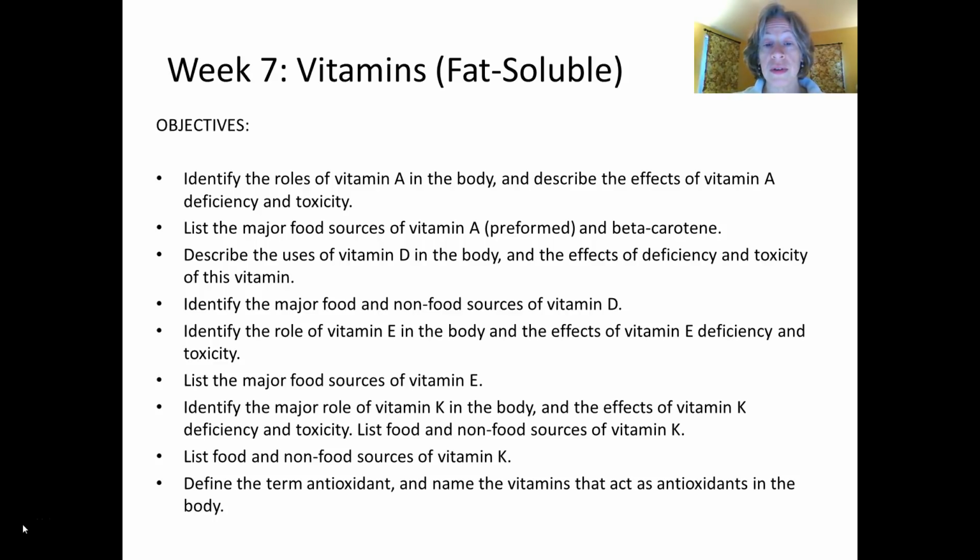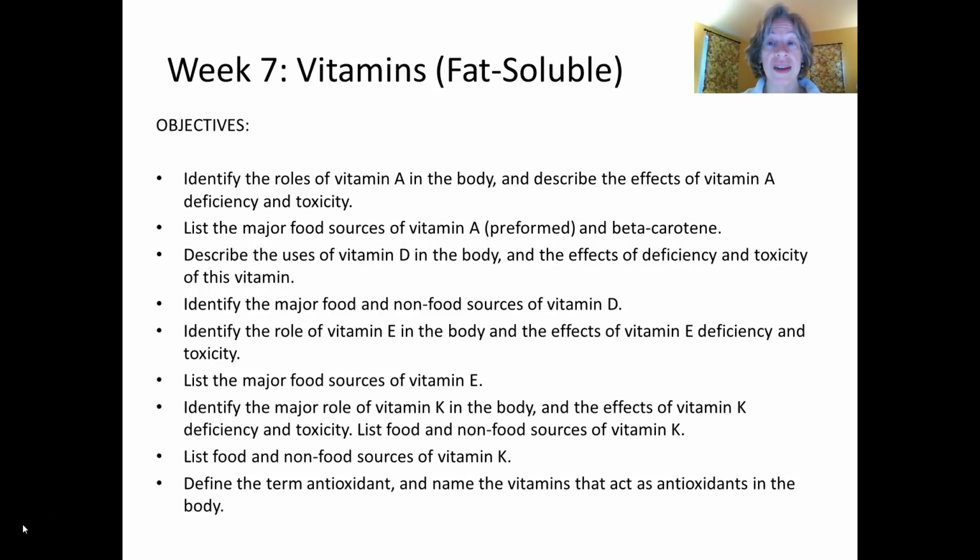Major food sources and non-food sources of vitamin D. Remember, vitamin D you don't really find in a whole lot of food sources. You find it in fortified dairy foods and fatty fish like salmon. You can find a little bit in eggs, but that's about it. And if your dairy products, like yogurts, are not made with fortified milk, then there may not be that much vitamin D in your yogurt. So always read the label.